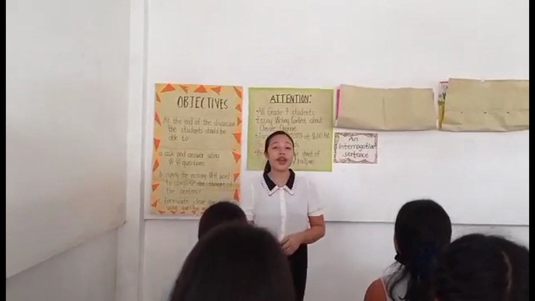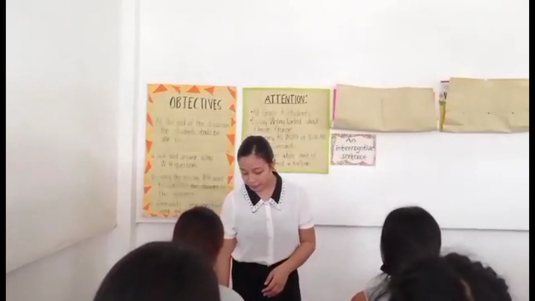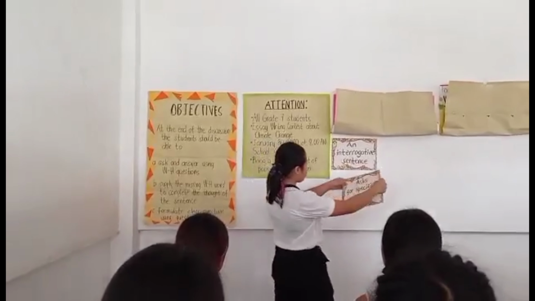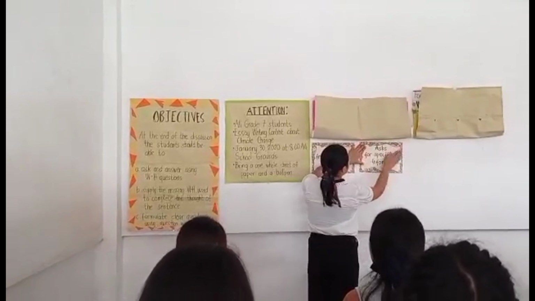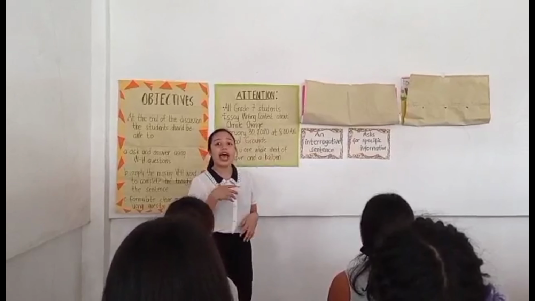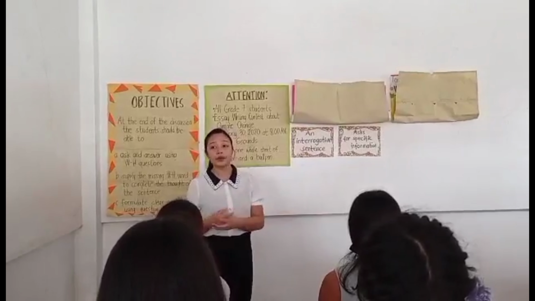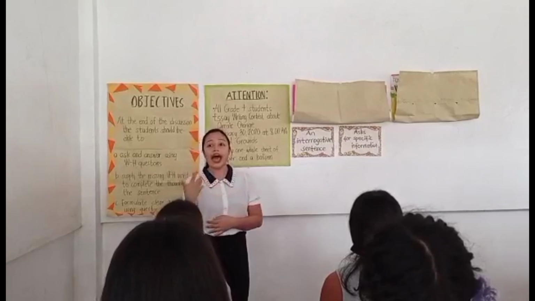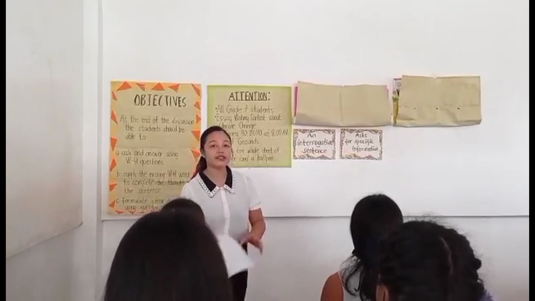And also, WH questions ask for specific information. Why specific information? It's because you are using particular words, just like what, where, when, and how. So it depends on the person, or how you are able to ask that person a question.